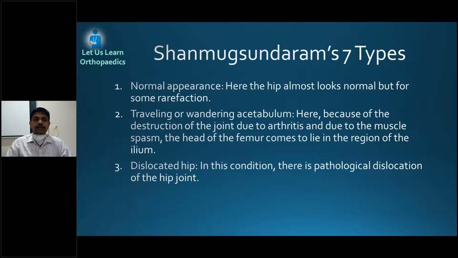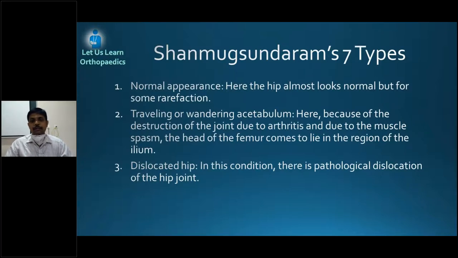Type 2 is traveling or wandering acetabulum. Here, because of the destruction of the joint due to arthritis and due to muscle spasm, the head of the femur comes to lie in the region of the ilium. So there will be subluxation of the hip. Because of the superolateral destruction of the acetabulum rim, the head looks subluxated and part of the head may lie in the ilium. That is traveling or wandering acetabulum. Because of the destruction of the acetabulum, the head subluxates and lies in the region of the ilium. That is the second type.